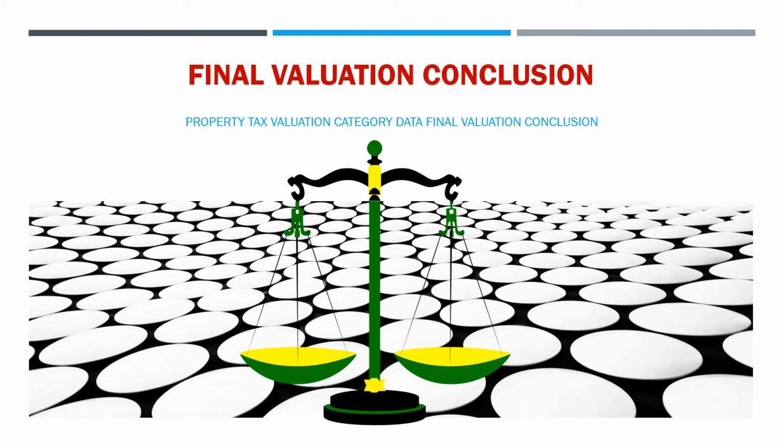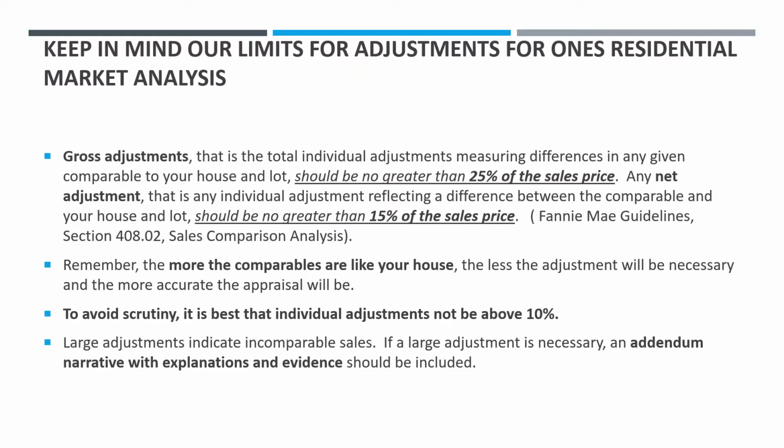Hey guys, here's where we render our final value conclusion derived off of our property tax adjustment categories data. Keep in mind that the gross adjustments, that's the total adjustment measuring the differences between any comparable property, that's a house and a lot, to the subject shouldn't be any greater than 25%. And the net adjustments, that's reflecting a specific adjustment for a factor that the comp has or doesn't have compared to your home shouldn't be any more than 15% of the sales price.